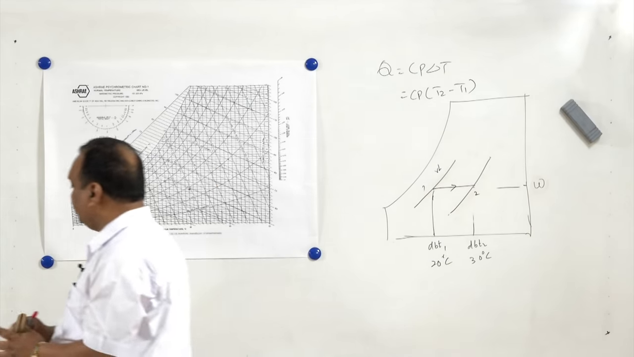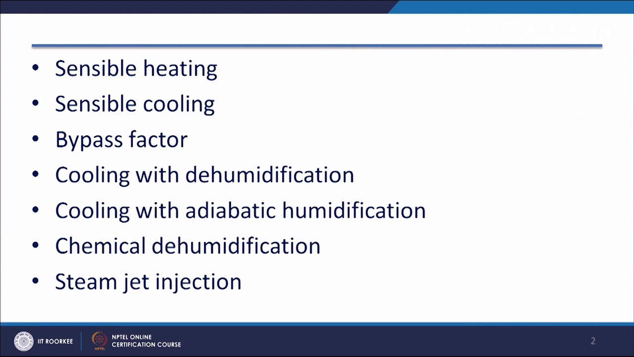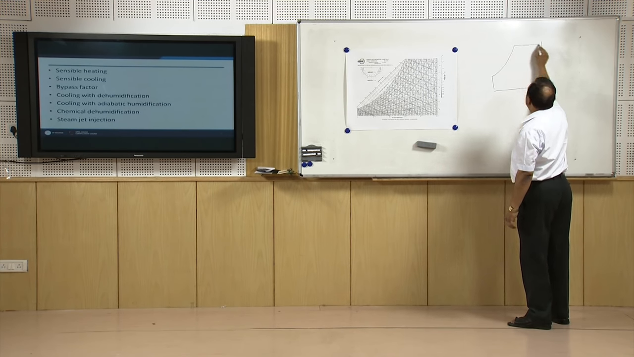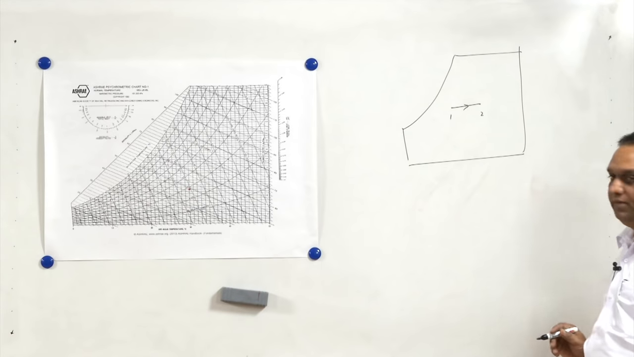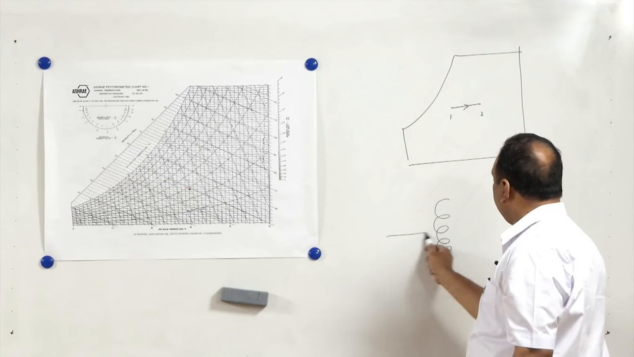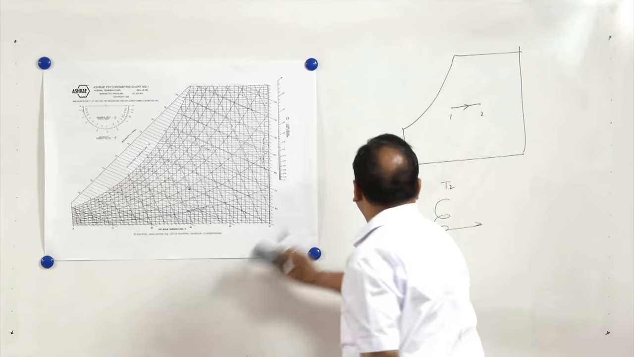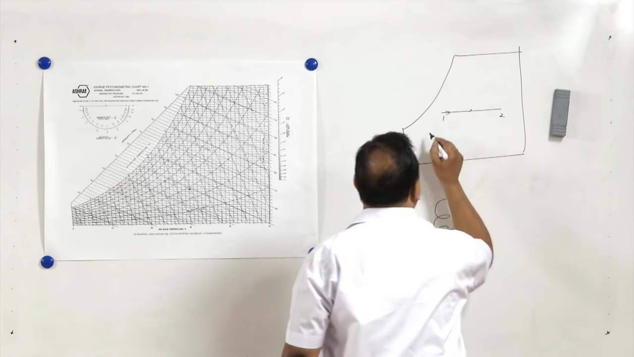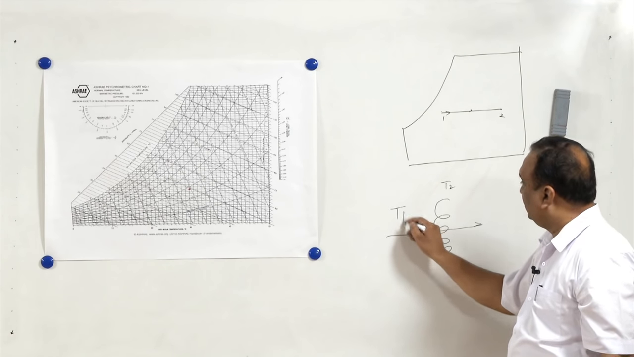So, there are certain other processes where we can control the relative humidity. I will discuss those processes later on, that is cooling with dehumidification. In a system, on a psychrometric chart, we are heating from state 1 to state 2. Now, how will the heating be done? We will put a heater or heating coil, and air will be blown over this heating coil. Heating coil temperature is T2. Air which is blowing over the heating coil is at T1.